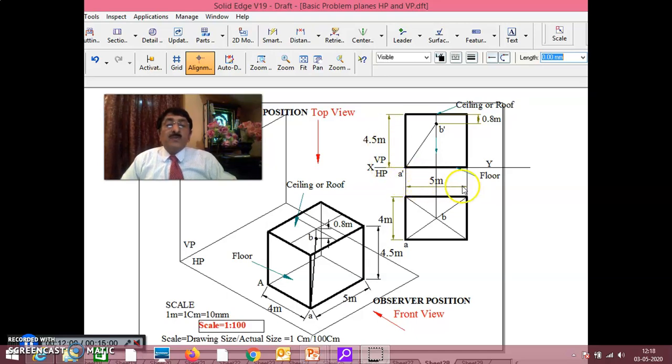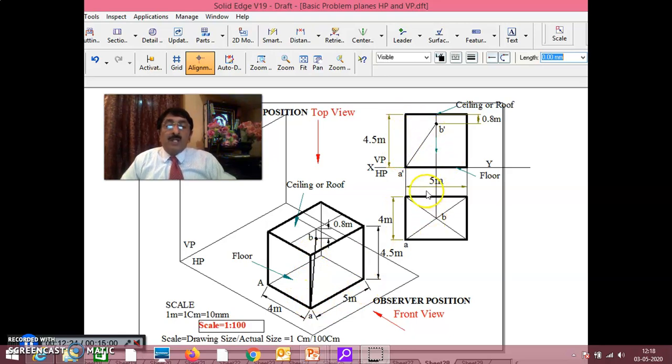That means if it is 1:100 scale, this you take as 5 centimeter or 50 mm. This you take as 4.5 centimeter or 45 mm. This is the front view of the room. When you are looking from here, the front view of this room is this. That is, length and height can be seen in the front view.